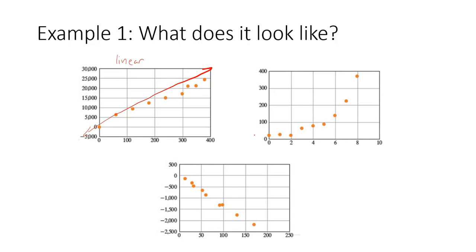In the second graph, we see a curve. And much like the curve we saw in the last section, this one's probably exponential. At the bottom here, we see a line as well, but now it's going down from left to right. This is linear, but it's negative.